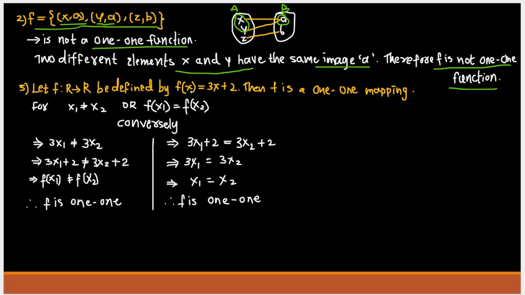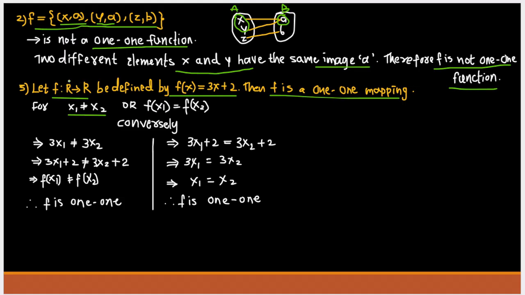Let's see the same kind of function verification problem mathematically. Here the function is defined from R to R, where R to R means real to real. So the set A is all the real values and set B is also all the real values. Let f be defined by f of x equals 3x plus 2. Then f is a one-one mapping. Let's check this. Consider x1 and x2 as elements of A.